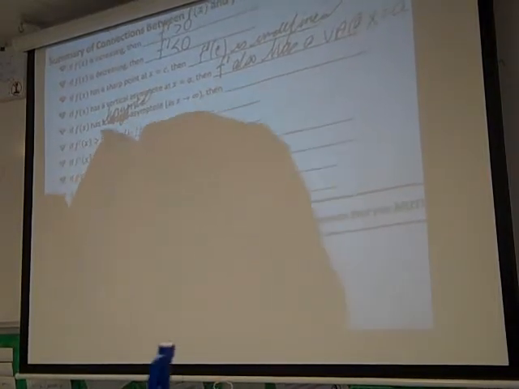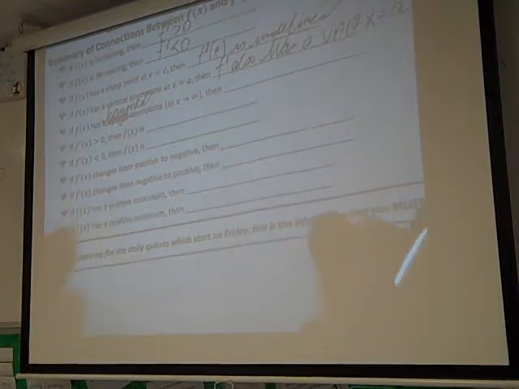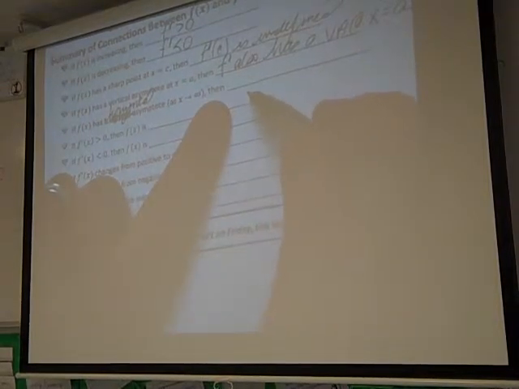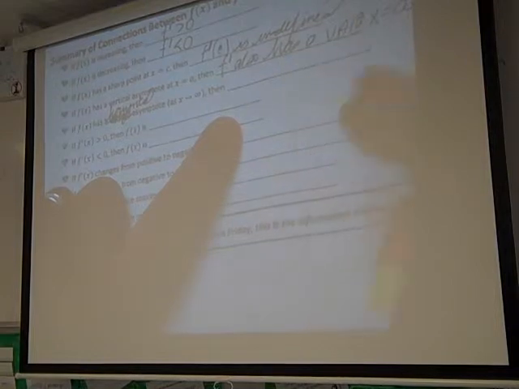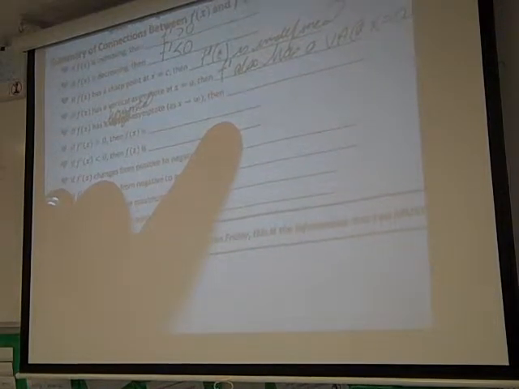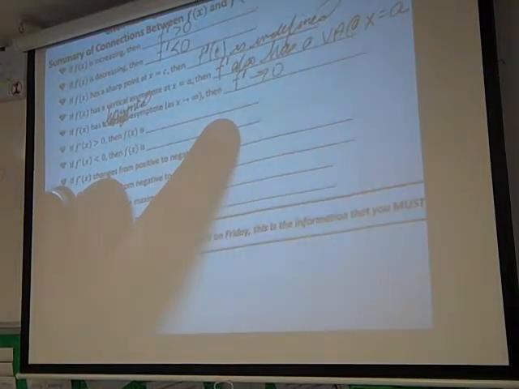Okay, if f has a horizontal asymptote, think about this. As you head out towards positive infinity, you have a horizontal asymptote. What happens with the derivative? It approaches 0. If you have a horizontal asymptote, the graph starts to flatten out. So f prime approaches 0.